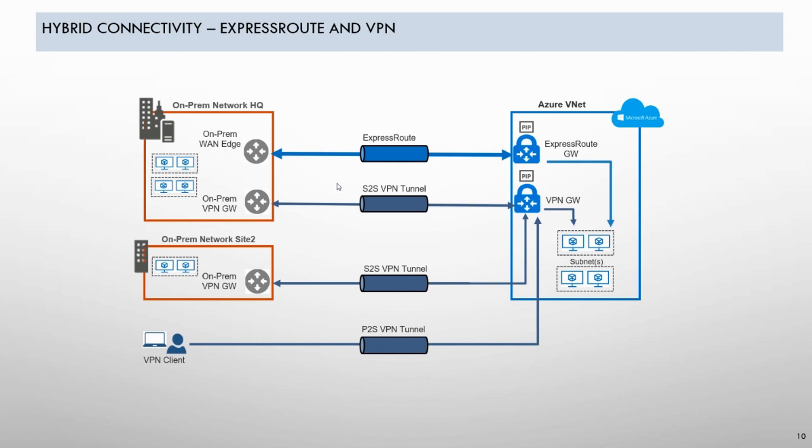Moving next, hybrid connectivity. For example, you have on-premise offices, a headquarters, and everybody wants to connect to Azure. Similarly, you have employees working from home or a remote location. They also want to connect to Azure. So you need to take help of private connectivity. Over here, you have the option of ExpressRoute, or you can take help of S2S, site to site VPN tunnel, or even P2S, point to site VPN tunnel.